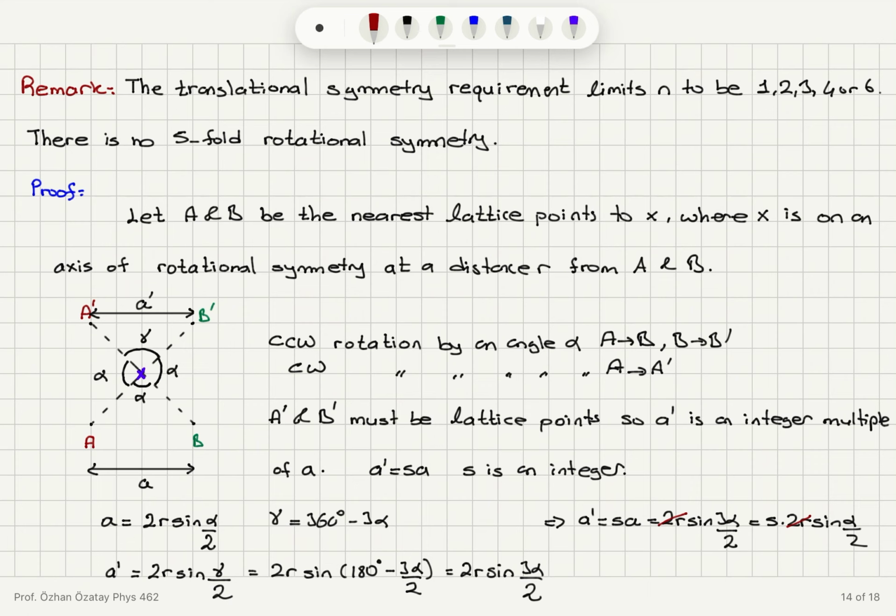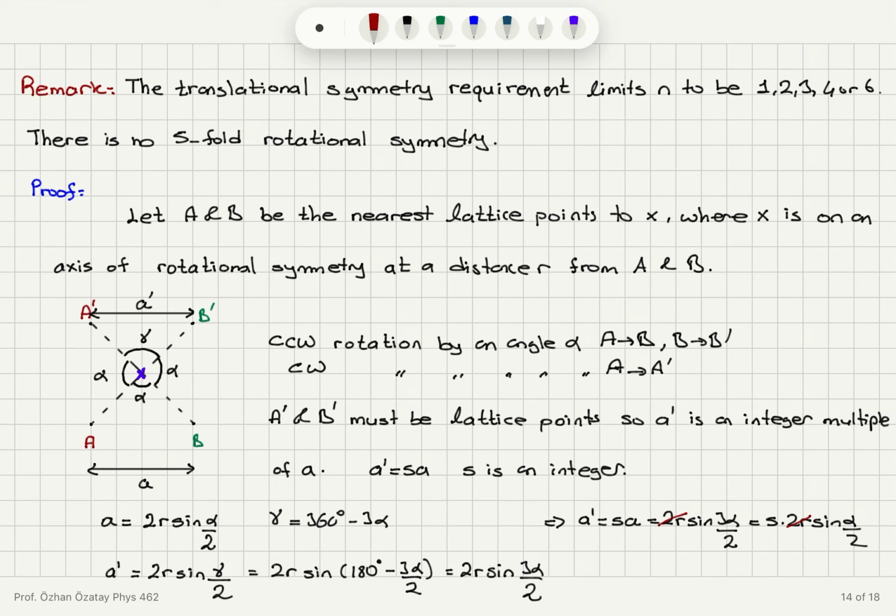And the translational symmetry requirement limits n to be 1, 2, 3, 4, or 6. So there is no five-fold rotational symmetry. So let's prove this. Now I'm taking two lattice points A and B.